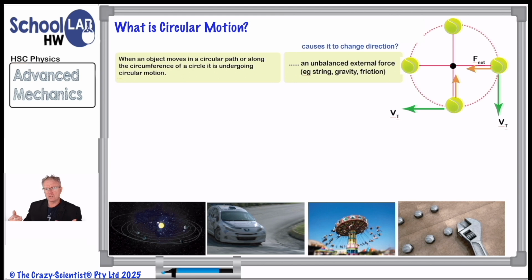If there is a force acting on that object, and if that force, the net force, is unbalanced, then it will start to change direction. And so here we have a string causing it to change direction, and that direction change is resulting in circular motion. Now that's uniform circular motion if the object is having the same speed, right?